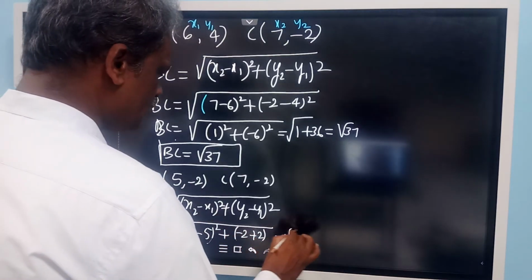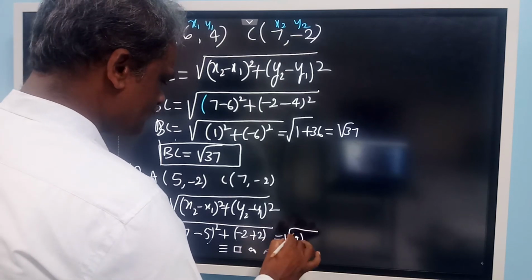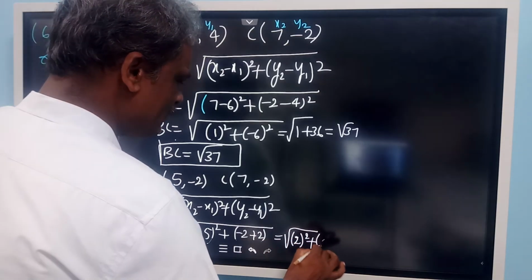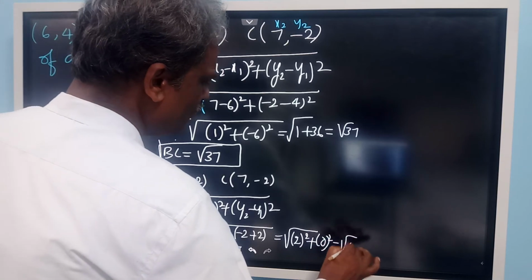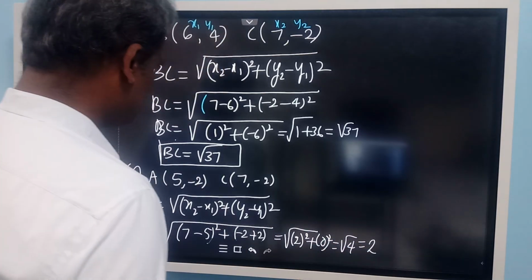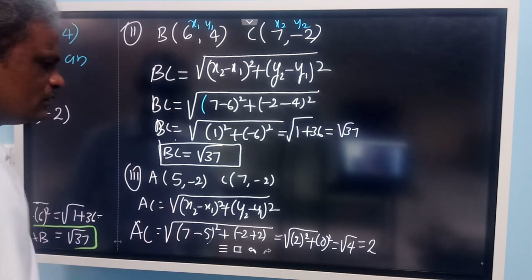So this is equal to root of 7 minus 5, 2 square. This will be 0 square. So that is root 4. Answer is 2. So that you got AC is equal to 2 units.